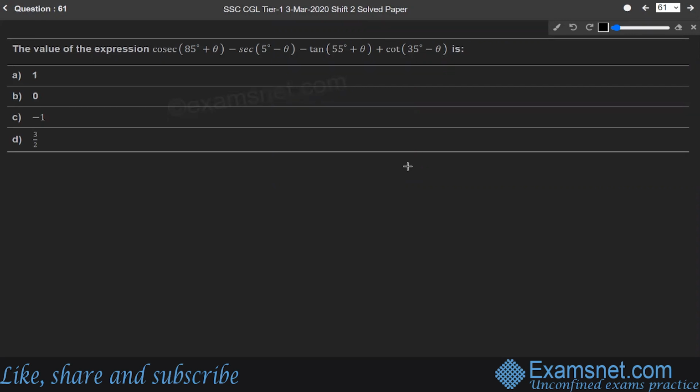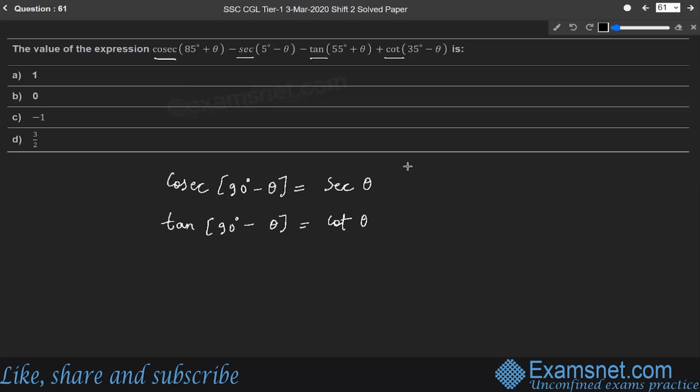We have to use two basic identities and the identities are cosec 90 degree minus theta is equal to sec theta and tan 90 degree minus theta is equal to cot theta. You can see that the given expression is in the form of cosec, sec, tan and cot. We know that cosec and sec are related to each other. Tan and cot are related to each other by the help of this identity. So we can write sec 5 degree minus theta as cosec 90 degree minus 5 degree minus theta.